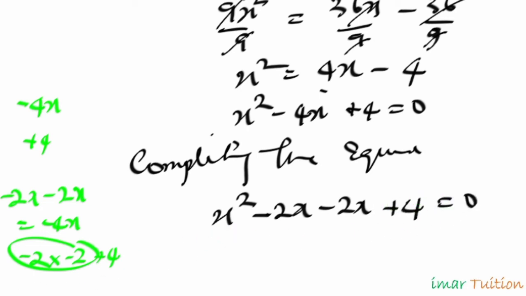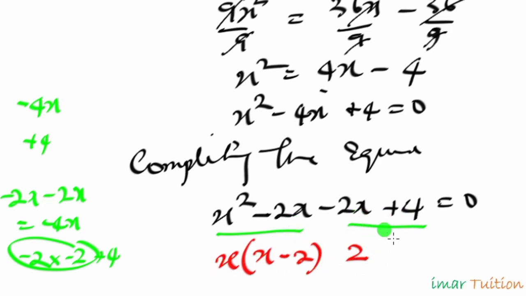Here, we have something common to these two, and something common to these two. We have x common to the first two terms. We bring out x: x into x squared will give you x, and x into minus 2x will give you minus 2. On the other side, we have 2 common to both 2x and 4, with a minus sign in front. Bracket open: minus 2x divided by minus 2 will give you x, and plus 4 divided by minus 2 will give you minus 2, equal to 0.